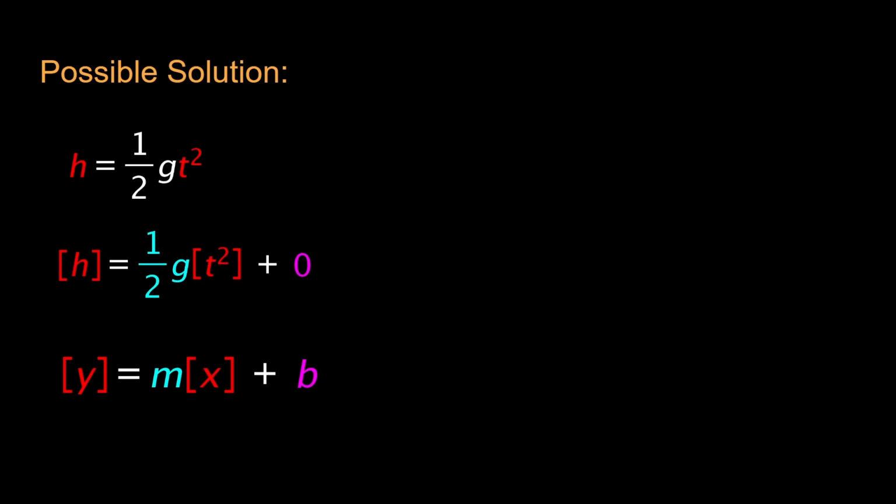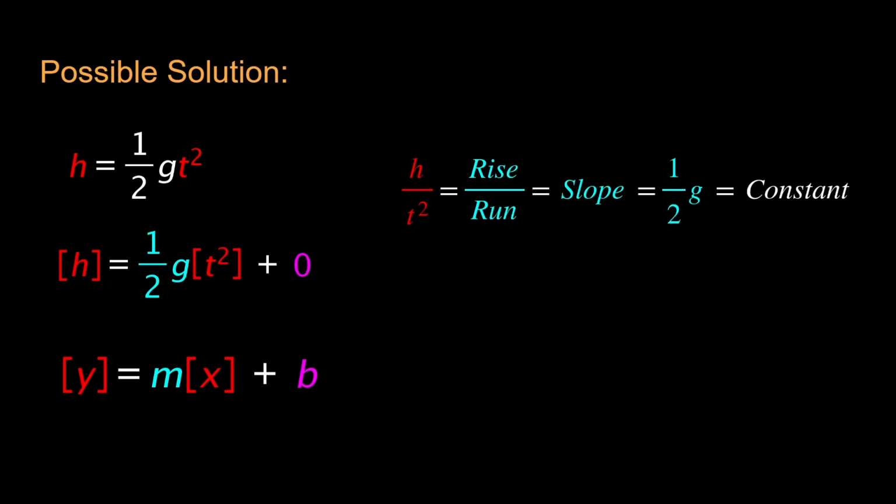So we can see the color coding here. It's linear with y being h and x being t squared, and the slope is going to be equal to half of g in this case. But a more precise way of seeing this would be to send all the variables to one side. So h divided by t squared is equal to the rise over run, which is the slope, which is 1/2 g, which is more importantly a constant. And since the slope doesn't change, that means this is a straight line model. Therefore, h versus t squared is linear with slope 1/2 g.